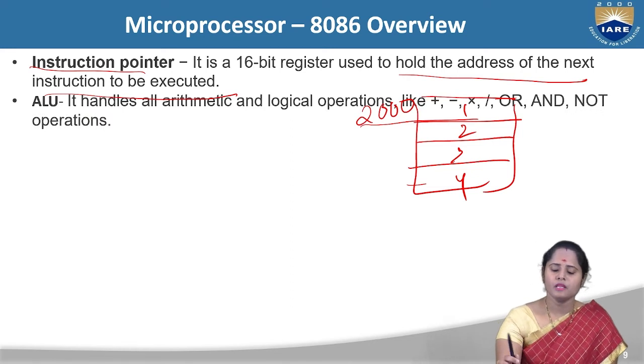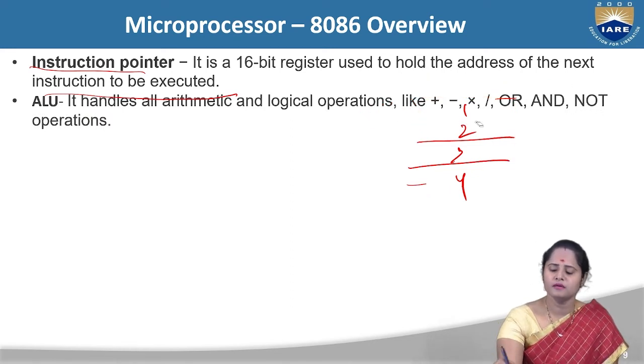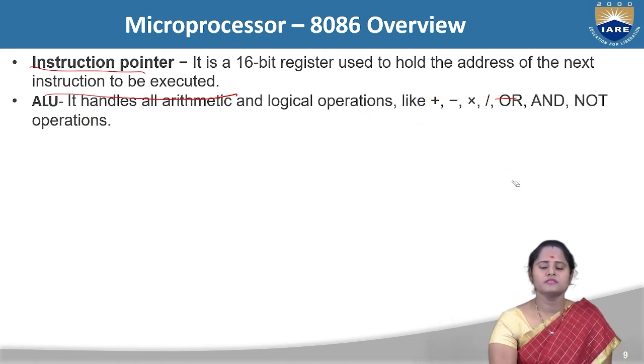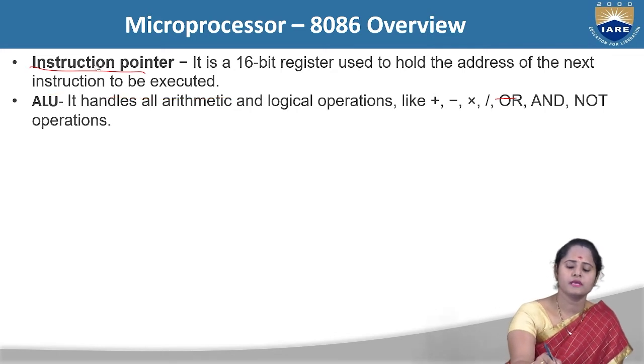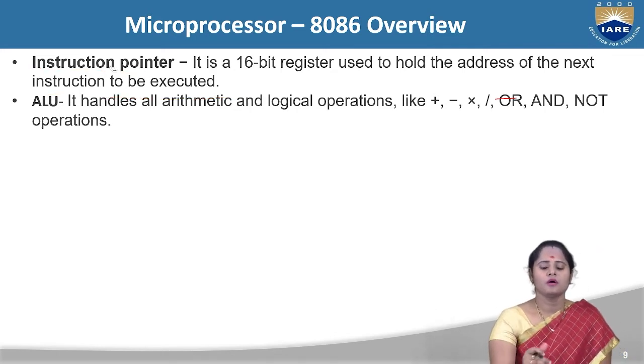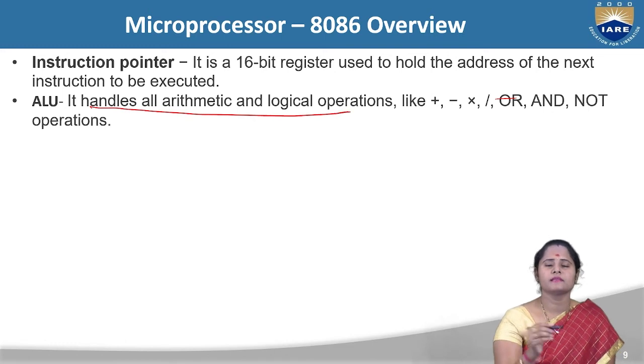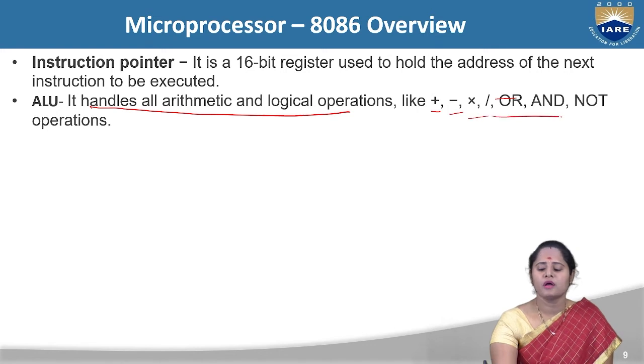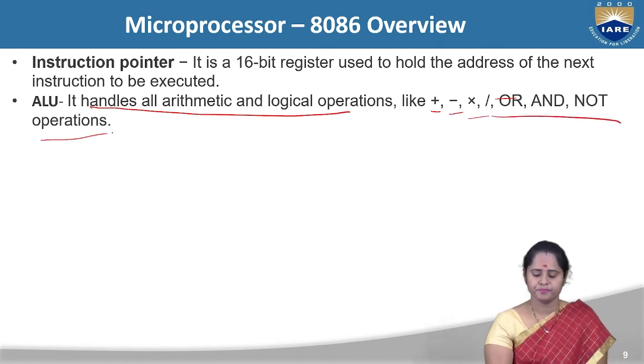Next, the ALU. We have another part, the ALU. What is an ALU? ALU is the arithmetic logic unit. It handles all the arithmetic and logical operations like plus, minus, multiplication, and the logical operations.